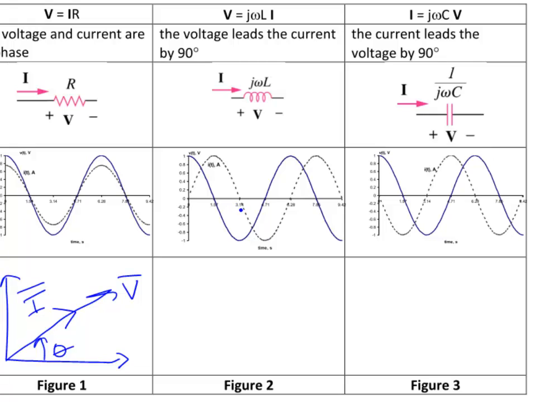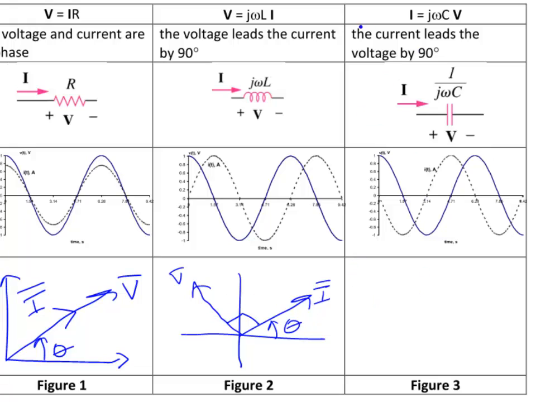So if I make a sketch of this relationship, what you would see is that if the current is here, and there's the angle theta, then the voltage would be over here, and the difference between those two would be 90 degrees, and this means the voltage leads the current by 90 degrees because it's in front of I.